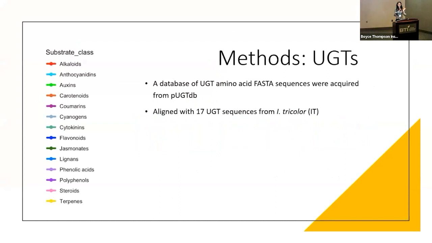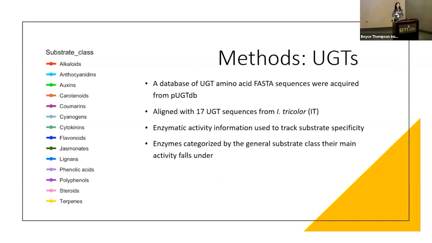So what we did was we got a large database of other plant UGTs just across the spectrum, and we got their amino acid FASTA sequences, so just the sequence that corresponds to this enzyme, and we aligned those sequences with our candidate sequences from Ipomoea tricolor. And then in order to know what they did, we tracked the enzymatic activity of the known plant sequences, and we categorized their activity based on the substrates that they use.